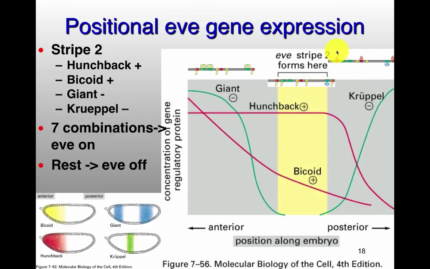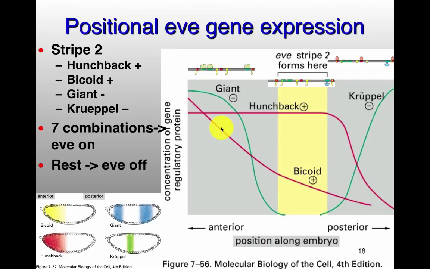If you have repressors, they're going to block the binding of these activators. Yeah? That's only for stripe 2, so for stripe 3, it might be a different combination of activators and repressors? Exactly right. This is just for stripe 2.